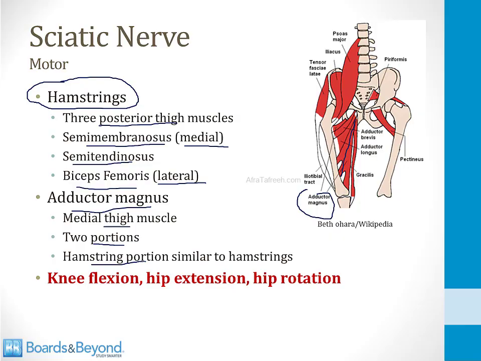You can just think of them as the hamstring functions, and the major function of the hamstrings are to flex the knee and extend the hip. Also, they do a little bit of hip rotation, but most importantly, they flex the knee and extend the hip, and all these functions depend on the sciatic nerve.